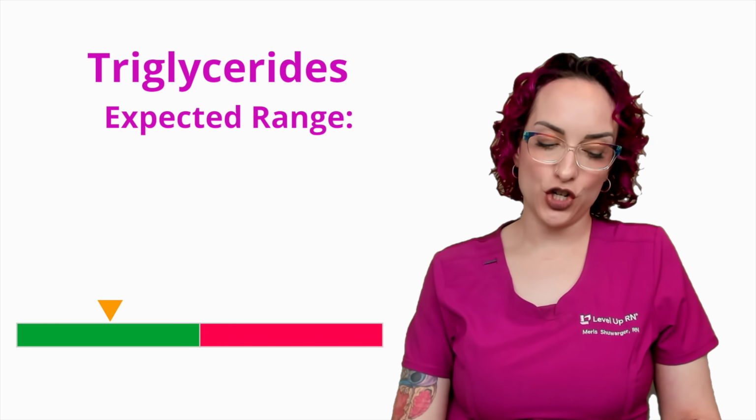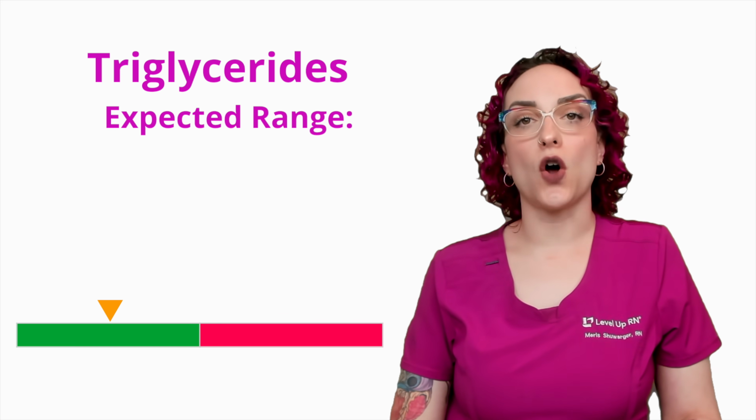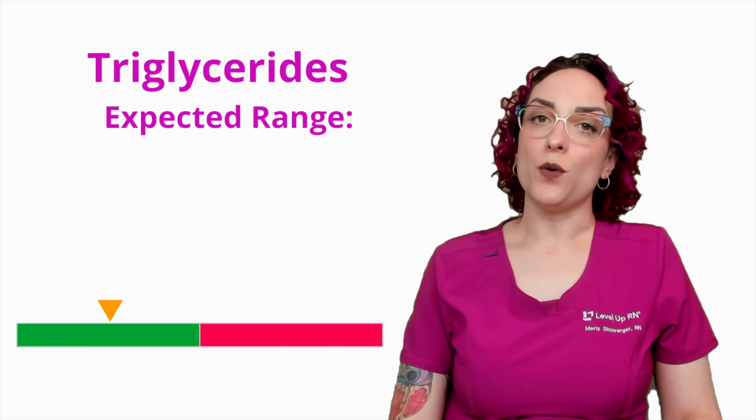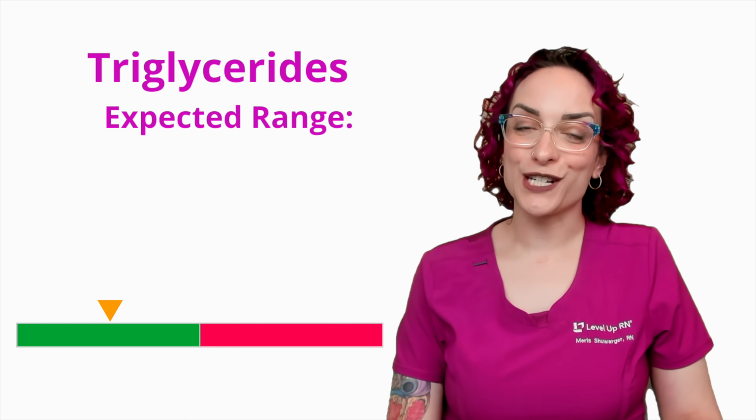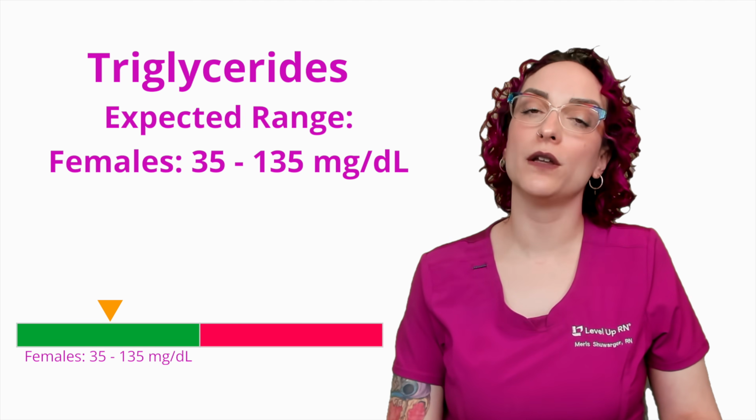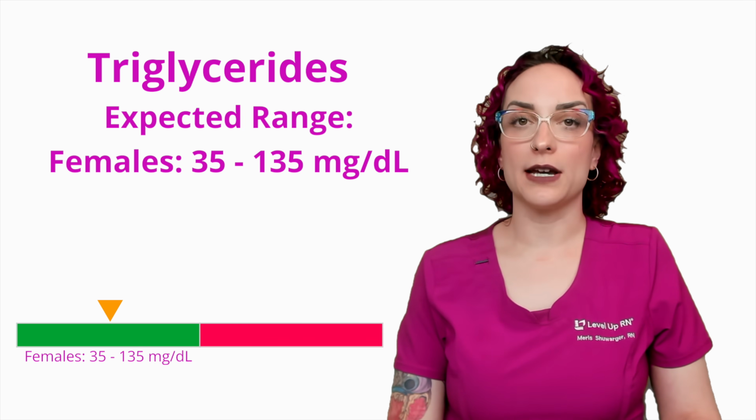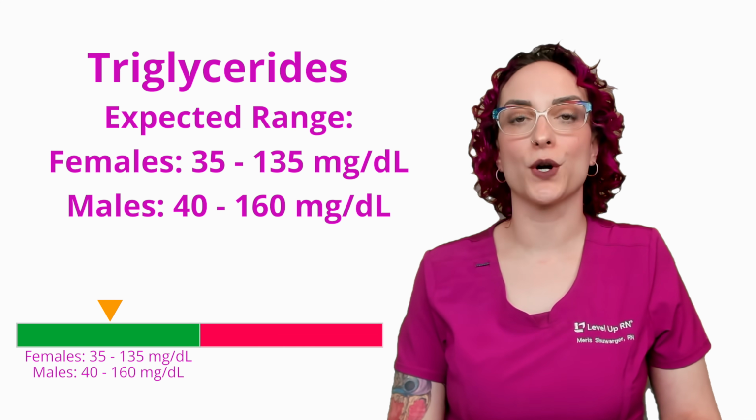Now, the expected range here is a little bit tricky because it is different based on your sex assigned at birth. So if you are assigned female at birth, your normal level or expected range should be 35 to 135 milligrams per deciliter. And for patients assigned male at birth, the expected range is going to be 40 to 160 milligrams per deciliter.